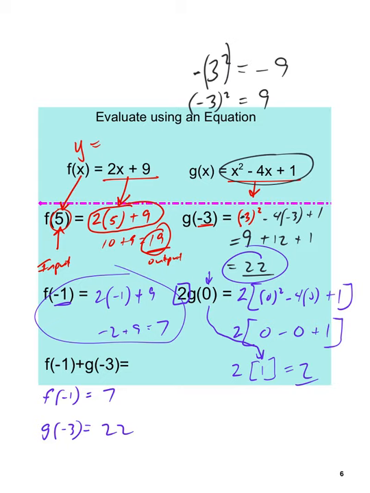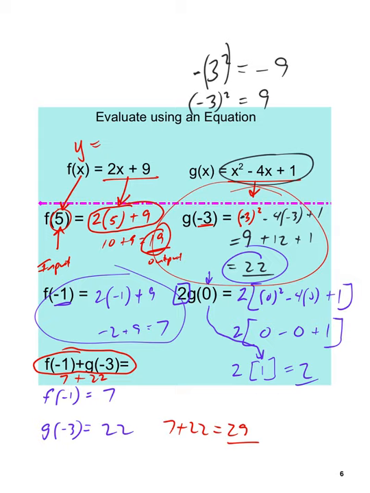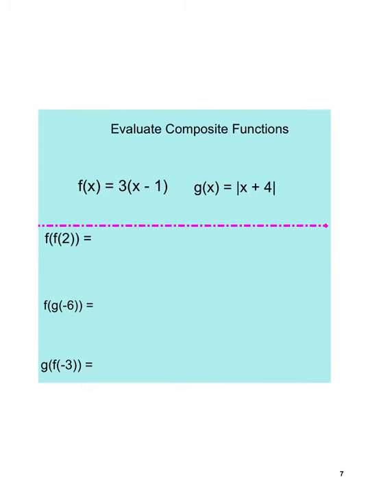So we're really just adding here 7 plus 22. So 7 plus 22 is 29, and that would be our output for this entire input and machine here, f of -1 plus g of -3. Again, that was a little easier because we'd already solved each of those individually previously on this slide. All right, moving forward. Composite functions.